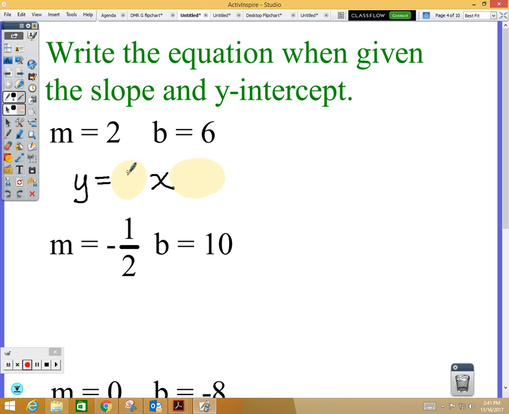Y equals the m, so 2. And very good, Tate. I don't want to just put a 6 here. I need to show that it's a positive 6, a plus 6. If it's a negative 6, you put a minus 6. So in this one right here, the next one, that's it. Y equals negative 1/2 x plus 10.